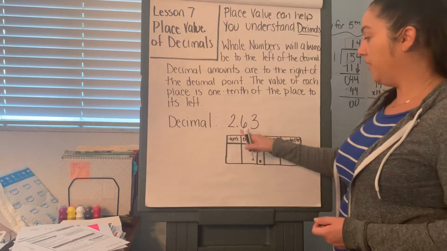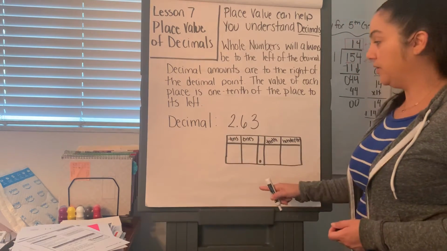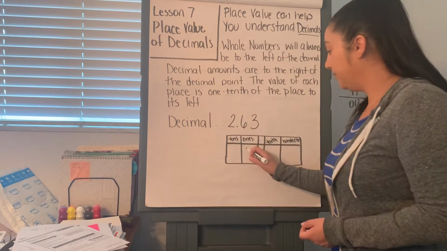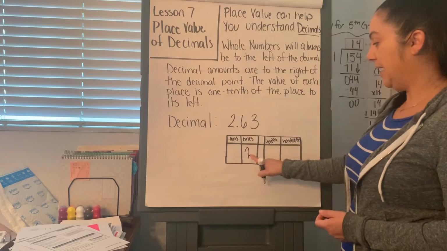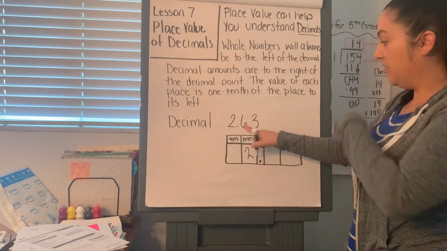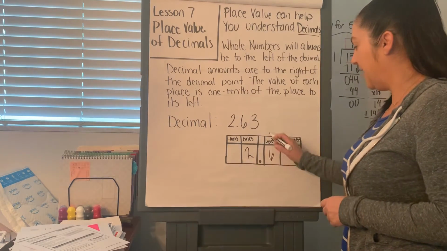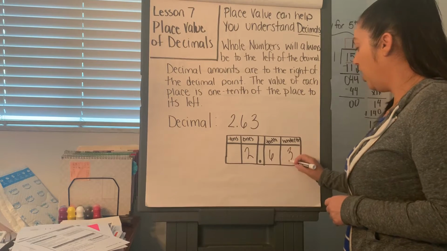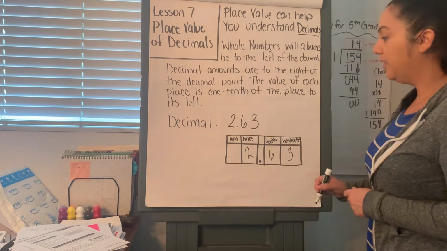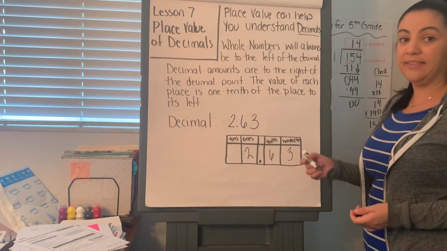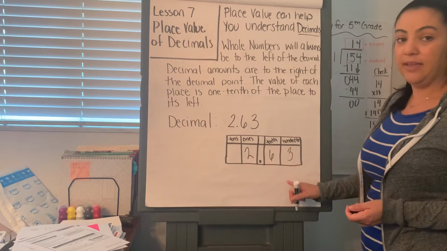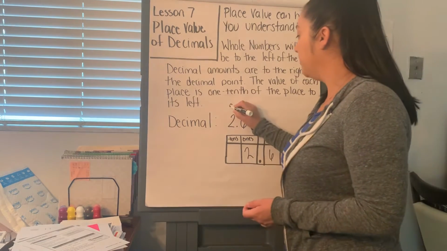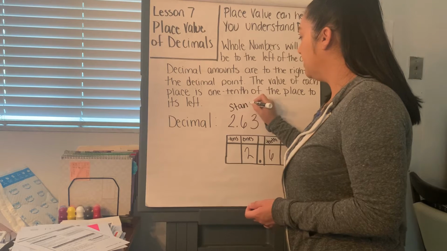Remember that all the numbers before the decimal are wholes. So I have 2 ones. And the 2 numbers after, I have 6 tenths and 3 hundredths. But the way that you would write the standard form is just this way. This would be the standard form for decimals.